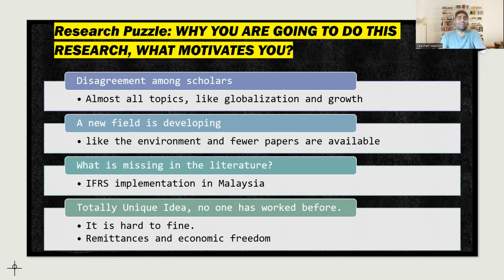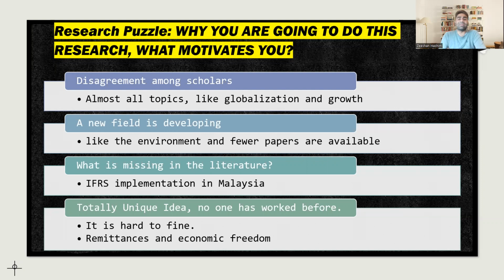Or a new field is developing. For example, environment is a new field, sustainability is a new field, and a few papers are available in this field because it is still developing. So in this new field, you want to contribute. That's also a kind of research puzzle, and that's also very important.